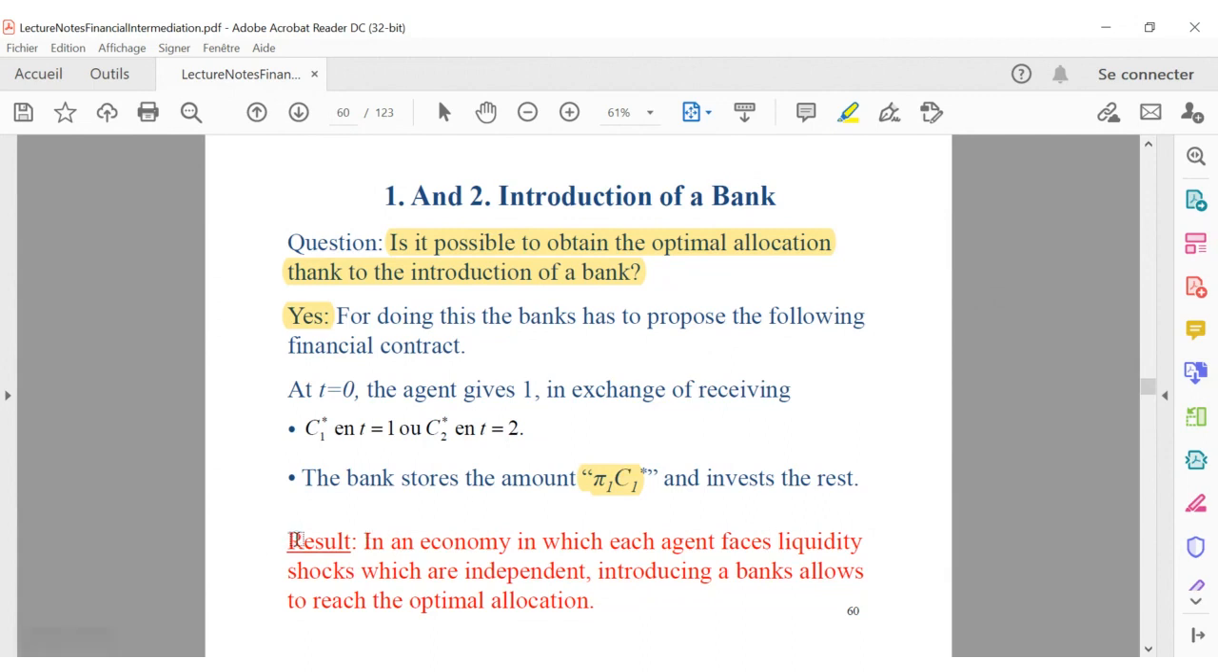So there is one important result, which is to say that in an economy in which each agent faces liquidity shocks which are independent, so idiosyncratic, introducing a bank allows to reach the optimal allocation. Okay. Of course, this would be totally different if the liquidity shock was actually not idiosyncratic, but a macroeconomic shock. Okay, this would change totally the result.